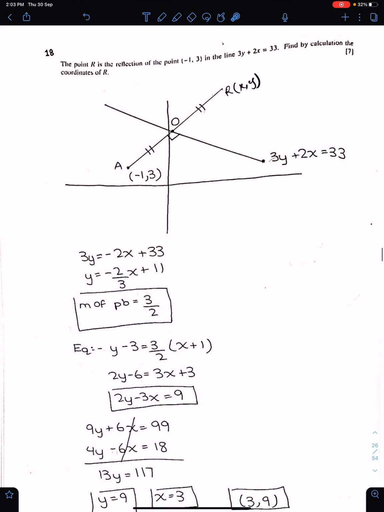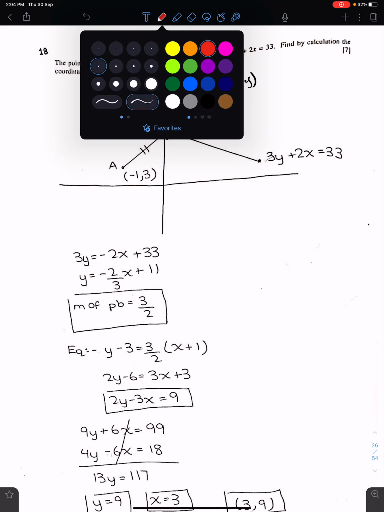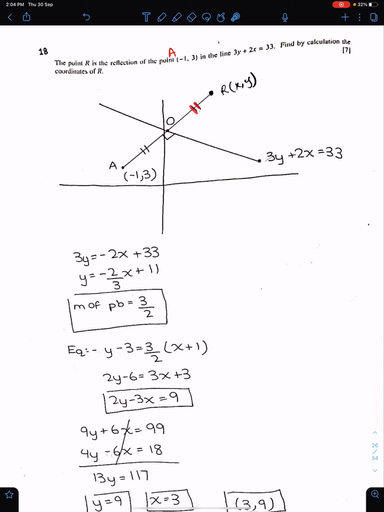This question is very important. Well, question number 18. The point R is the reflection of the point. You can suppose this point as A. So the point R is the reflection of the point A in this line. When something is reflected, then its distance from the line of reflection should be the same. Like the distance of the point and its image should be the same, because the line of reflection is the mirror and we get mirror images when we reflect anything. So these two distances are the same.